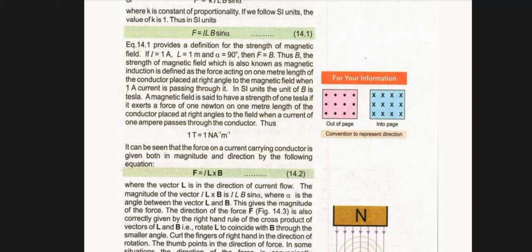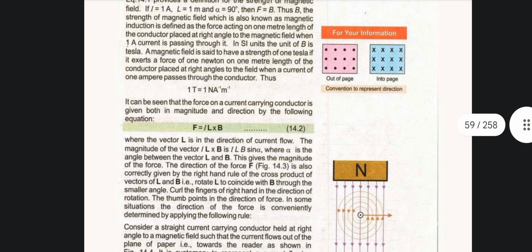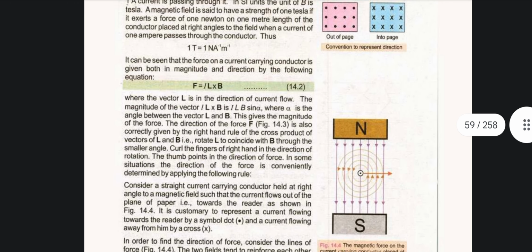Thus, B, the strength of the magnetic field, which is also known as the magnetic induction, is defined as the force acting on 1 meter length of the conductor placed at right angle to the magnetic field when 1 ampere current is passing through it. The SI unit of B is Tesla. A magnetic field is said to have a strength of 1 Tesla if it exerts a force of 1 Newton on 1 meter length of the conductor placed at right angles to the field when a current of 1 ampere passes through the conductor. Thus, 1 Tesla is equal to 1 Newton ampere inverse meter inverse.